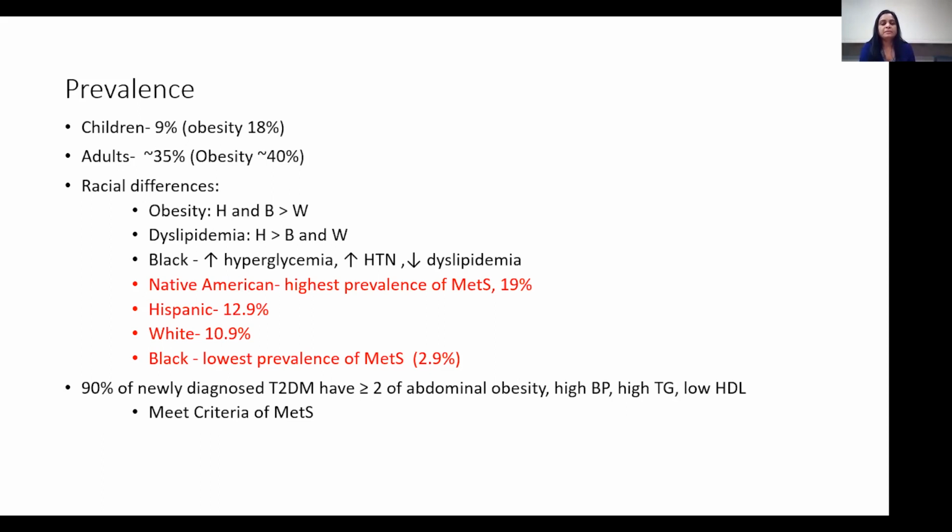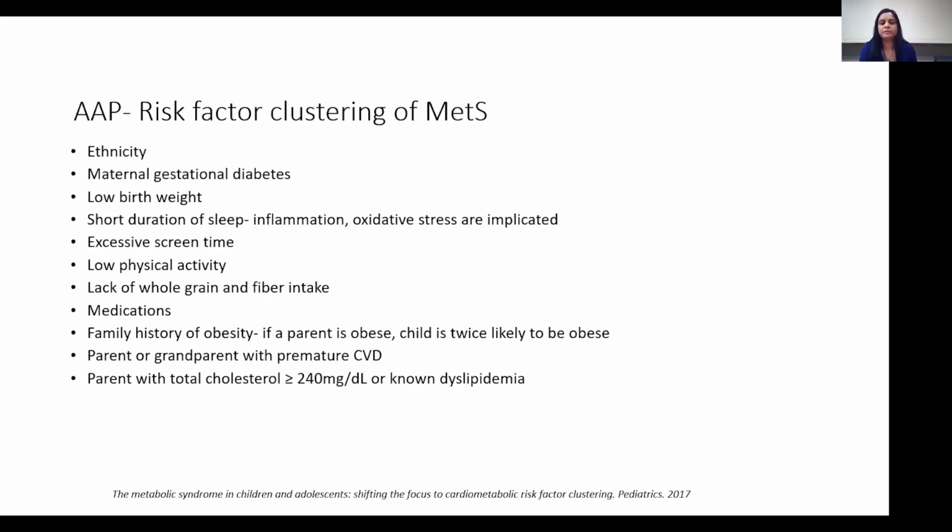Native Americans have the highest prevalence of metabolic syndrome, almost 20%. So 1 out of 5 children meet the criteria for metabolic syndrome. That's a lot. Whereas in Hispanics it is about 13%, in whites about 11%, and Blacks have the lowest prevalence of metabolic syndrome at 3%. But again, remember, they have the highest prevalence of diabetes. 90% of newly diagnosed type 2 diabetes meet the criteria for metabolic syndrome. So always be watchful when you see a patient with type 2 diabetes.